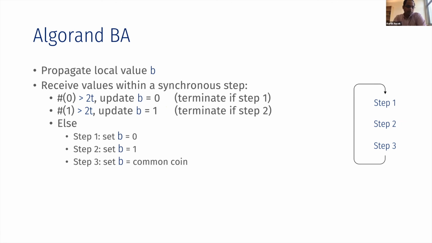Moreover, when do I commit? For step 1, my preferred value was 0. So if I observe greater than 2t votes for 0, then I will terminate. And similarly, I will do the same for step 2 and for value 1.